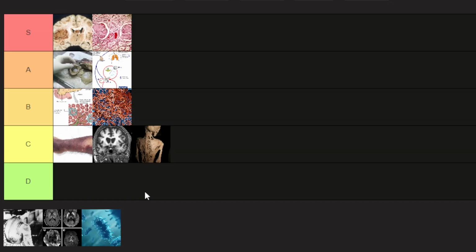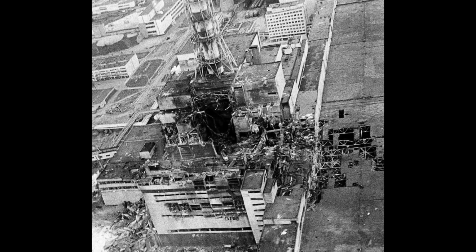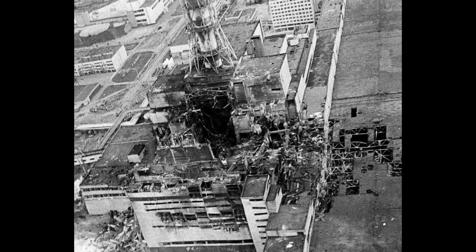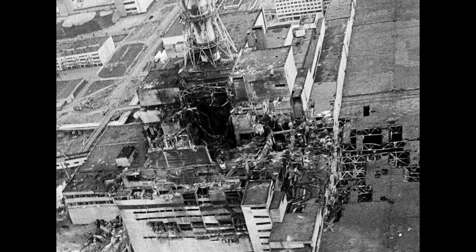So with a score of 2, 10, and 10, it goes into lower S tier. By the way, I put it into S tier just because of the potential it has. Because if a nuclear power plant explodes, or let's say we have nukes going off, then the danger increases significantly.